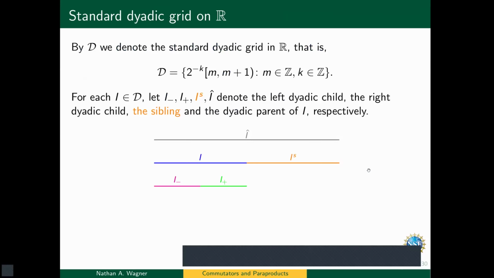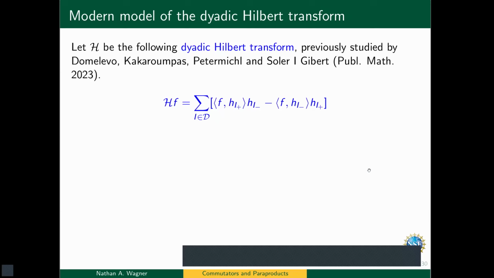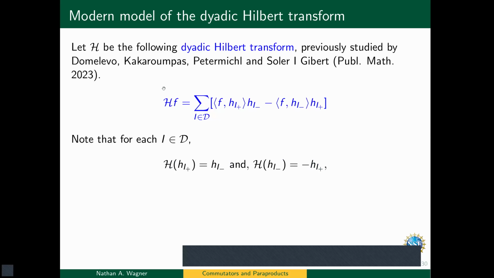And we're going to look at the following model operator that is useful because it can characterize dyadic BMO in the way that the continuous classical Hilbert transform characterizes BMO. And this operator H, applied to f, maps to the following Haar series. So it's a priori defined for f in L2.